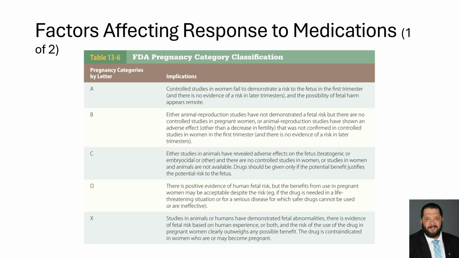Class A pregnancy medications have found that controlled studies fail to demonstrate any risk to the fetus in the first trimester, while on the other end, category X medications, as studies in animals or humans, have demonstrated fetal abnormalities, and there is evidence of fetal risk based on human experience, or both, and risk of use of the long-term drug in pregnant women clearly outweighs any possible benefit. So you need to take into consideration the level of risk if you're administering medications to a pregnant patient.